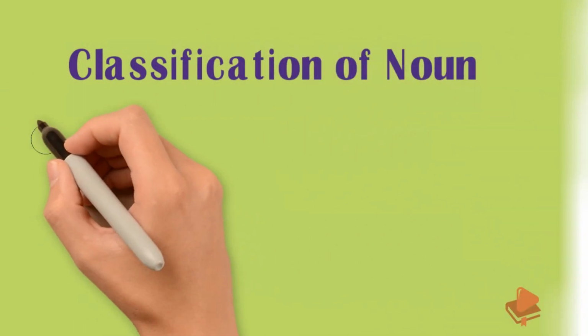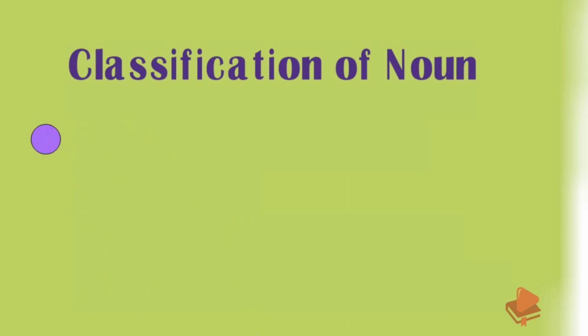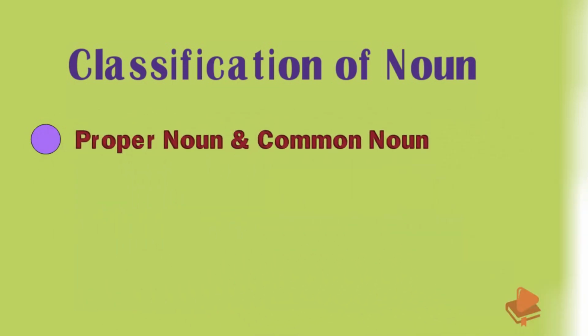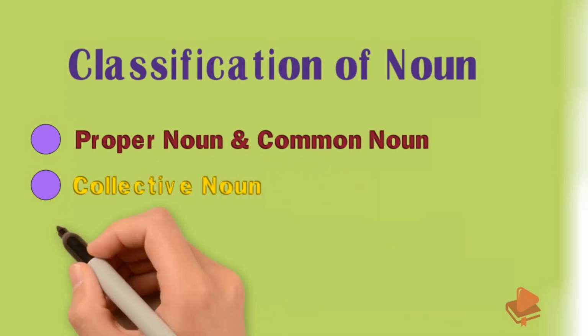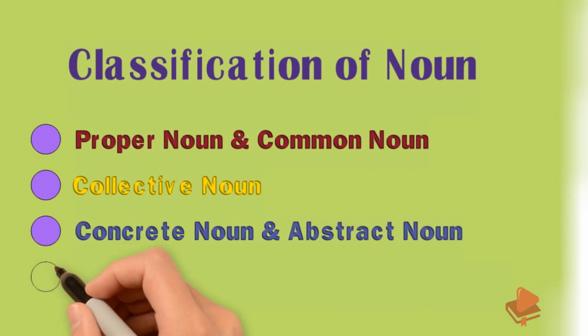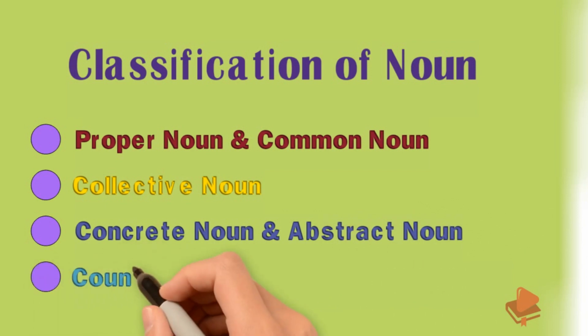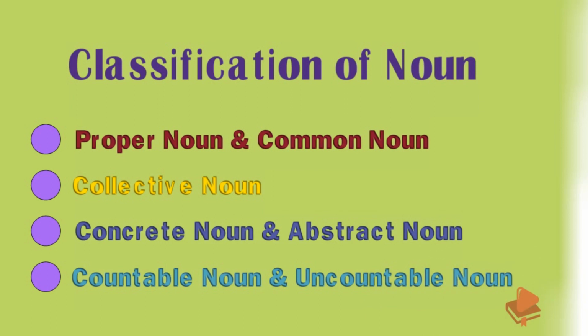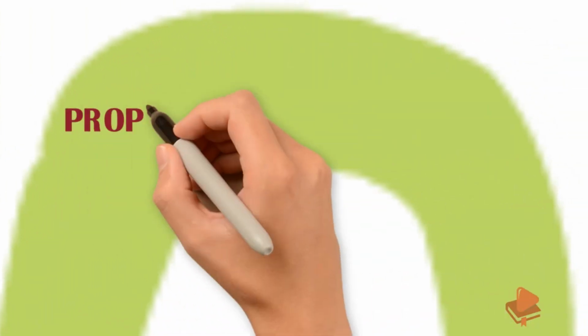Nouns are basically divided or classified into categories: proper noun and common noun. The second is collective noun. Then we have concrete noun and abstract noun. And finally, the very important countable noun and uncountable noun. So let us see the first category of noun, which is proper noun and common noun.